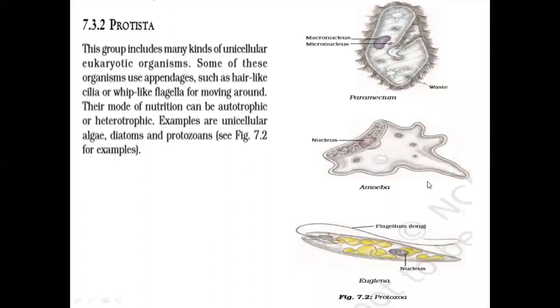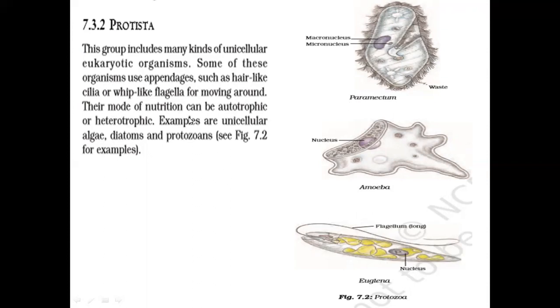Let us go to the next kingdom, which is Protista. Here they are also unicellular, but they are eukaryotic organisms, that is, they will have a well-defined nucleus. Some of the organisms will use appendages, which are extensions. Some organisms use hair-like cilia, as we can see in Paramecium, to move. Others use whip-like flagella. For example, Euglena uses its flagellum to move.